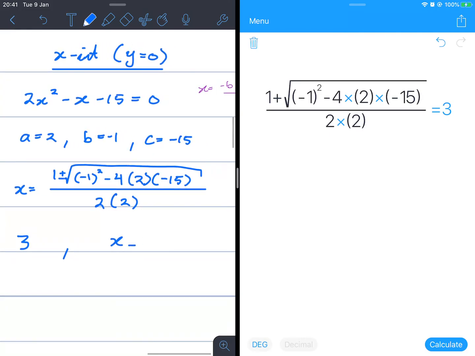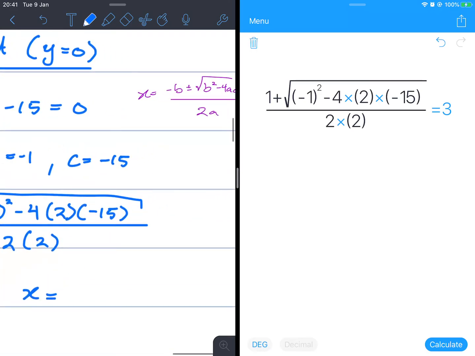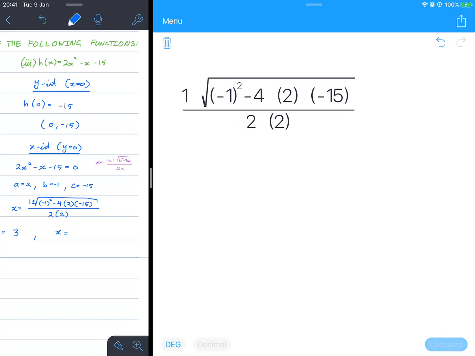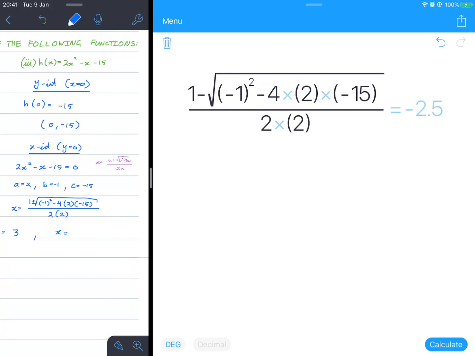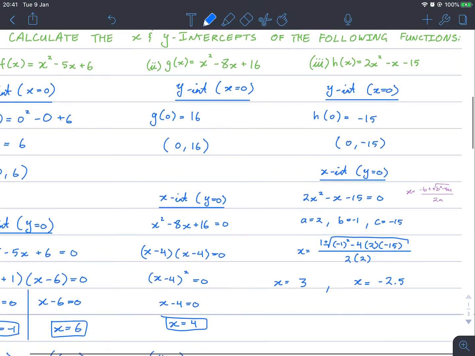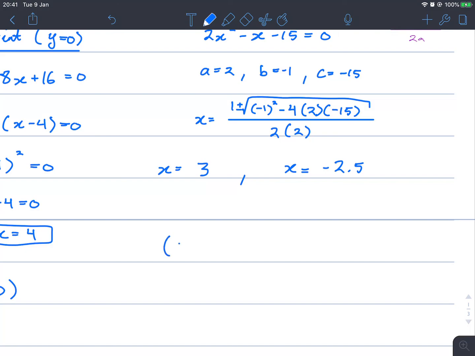So that is the plus, so we took the positive of this. Now let's take the negative version instead. Let's take this exact same equation, but do a minus instead. We get negative 2.5. So my two x-intercepts for this equation are 3, 0 and negative 2.5, 0.